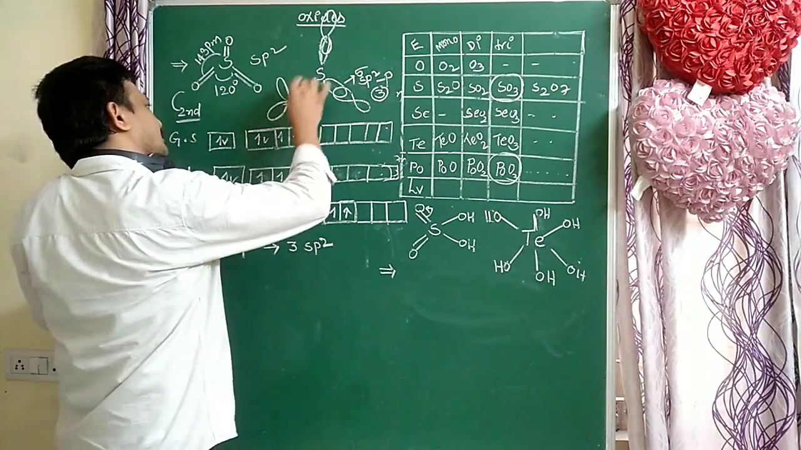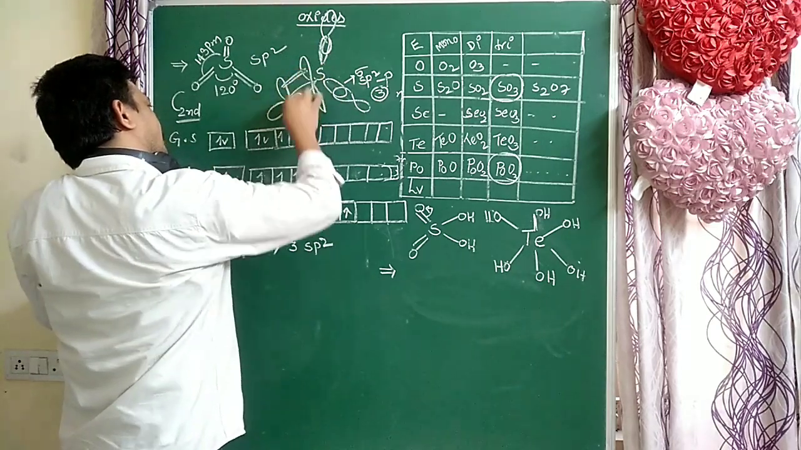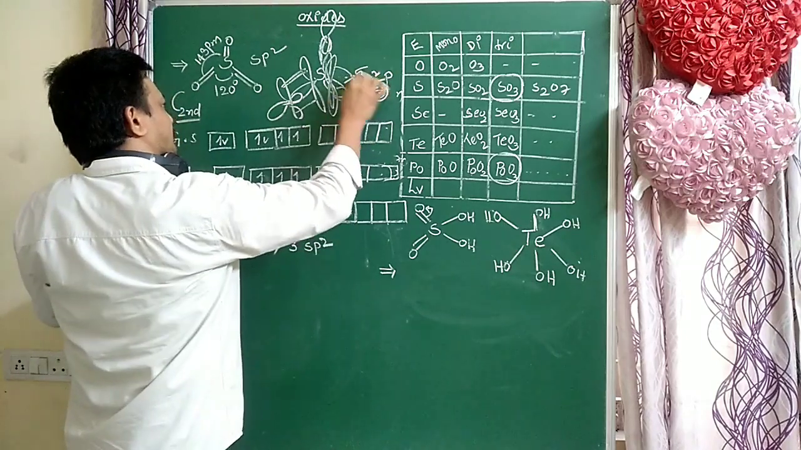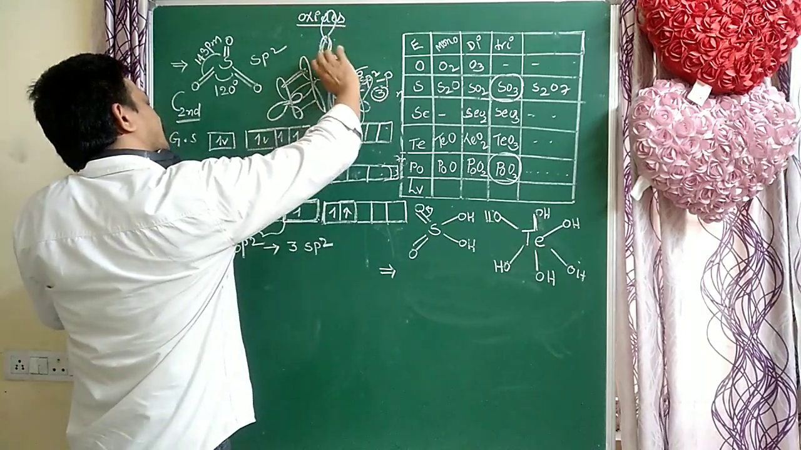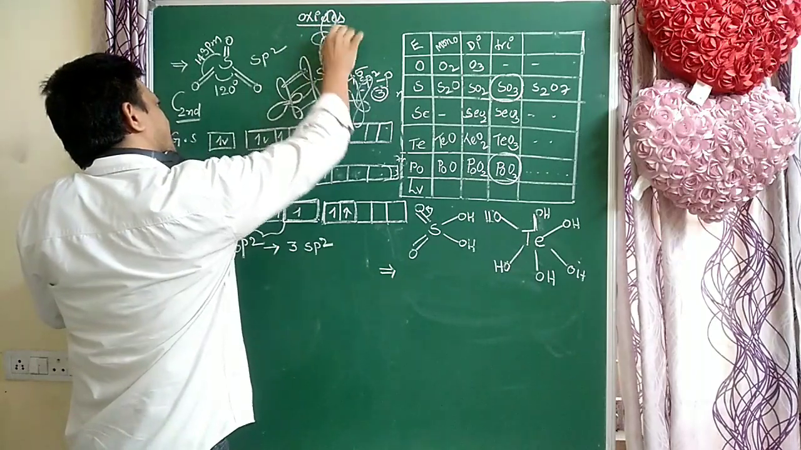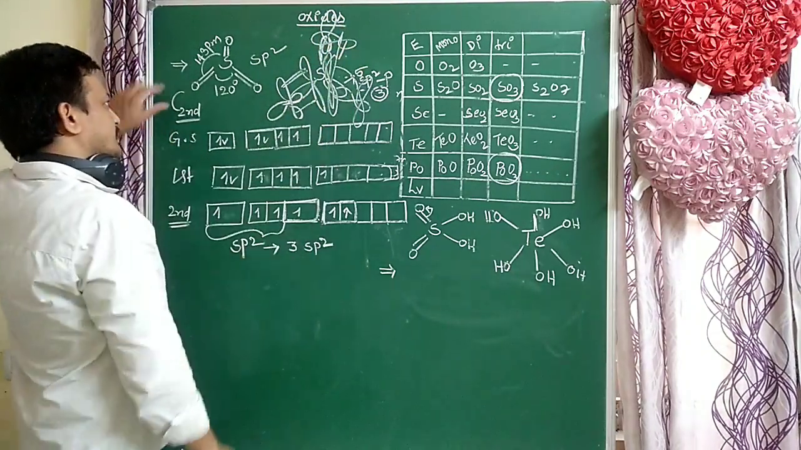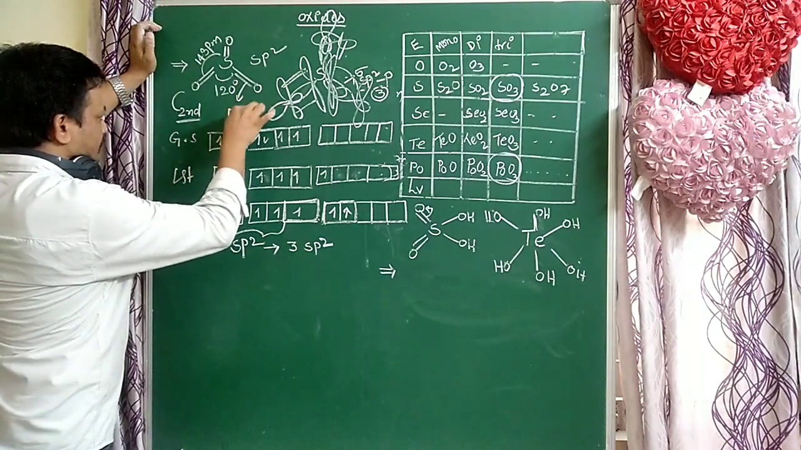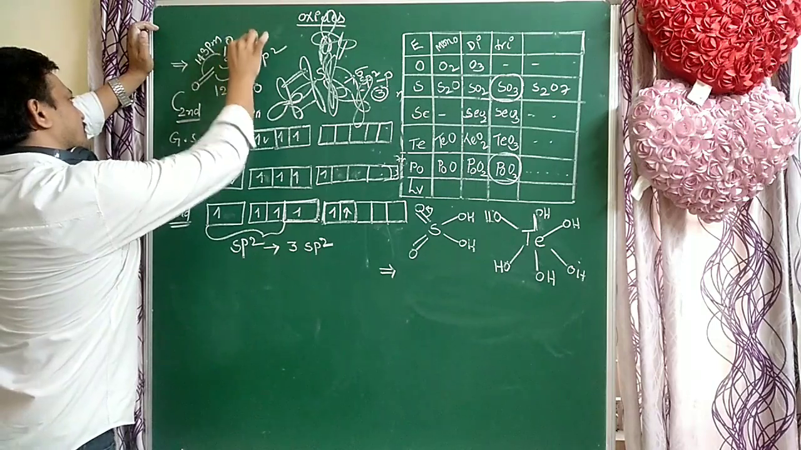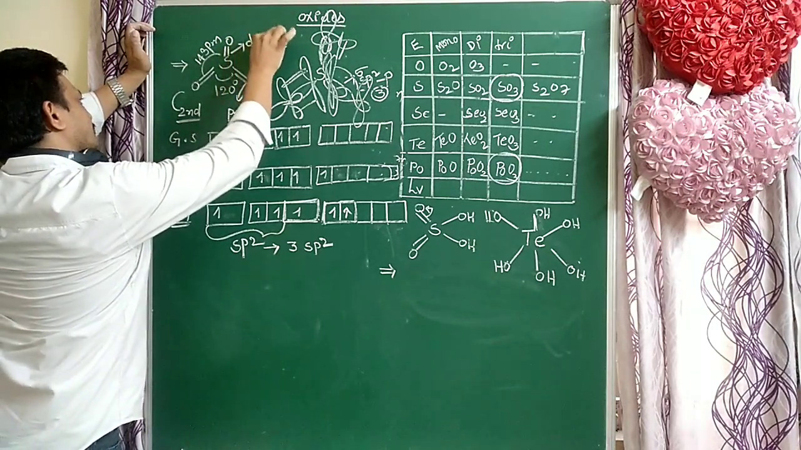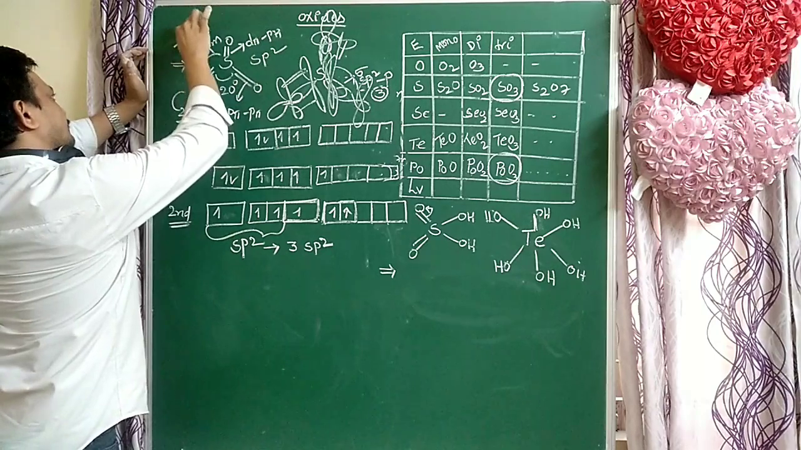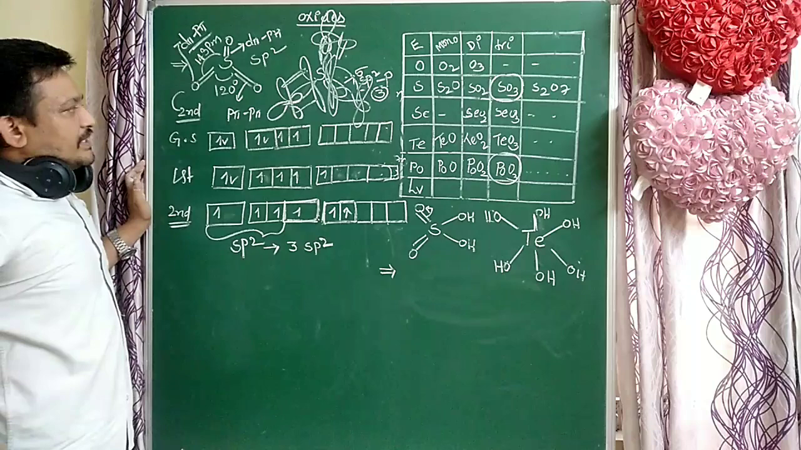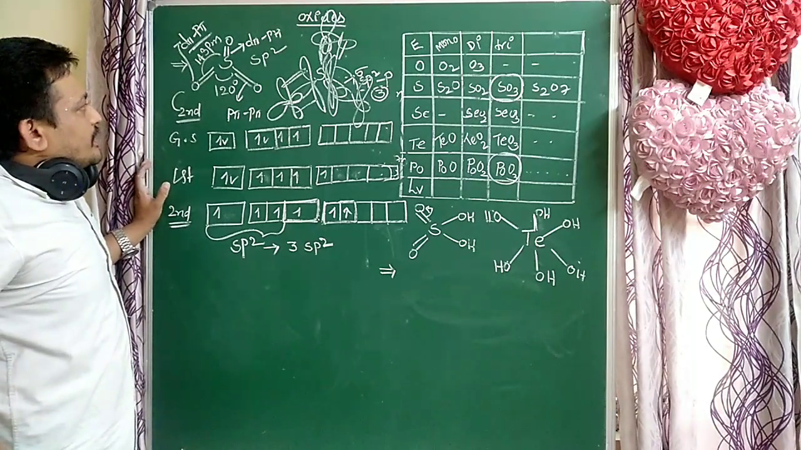Here the sulfur p orbital forms one pi bond with an oxygen p orbital. The sulfur d orbitals and oxygen p orbitals each form one pi bond. So how many pi bonds are there? Three pi bonds. One is a p-pi p-pi bond, and the other two are d-pi p-pi bonds. That is very important. So this is the structure of sulfur trioxide in the gas state.